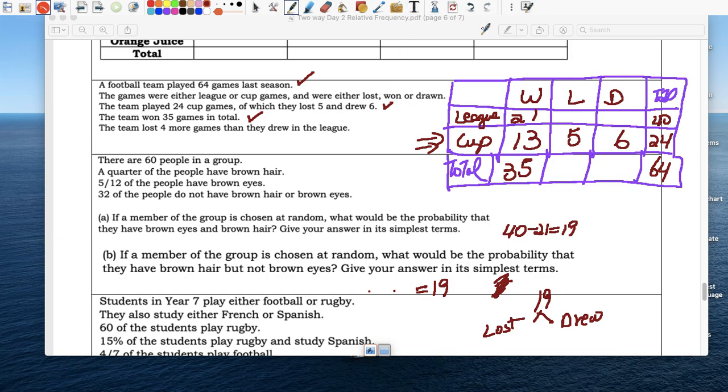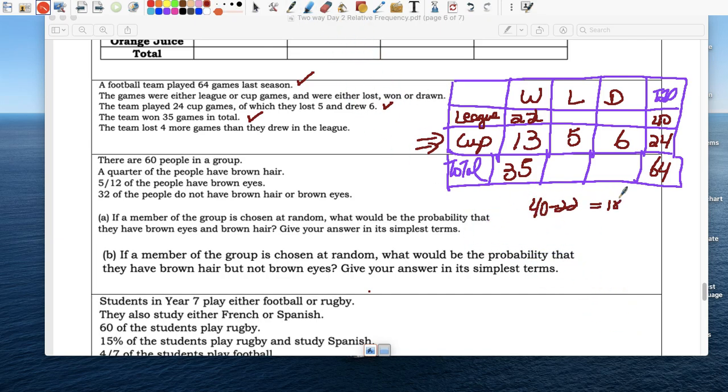No, that's why my number didn't work. It's not 21. It's supposed to be 22. Okay, now it's better. So it's 22. That's my mistake. 40 minus 22, which means 18. So in 18 games, you should have 4 more losses. So we can make that a 4 more losses.